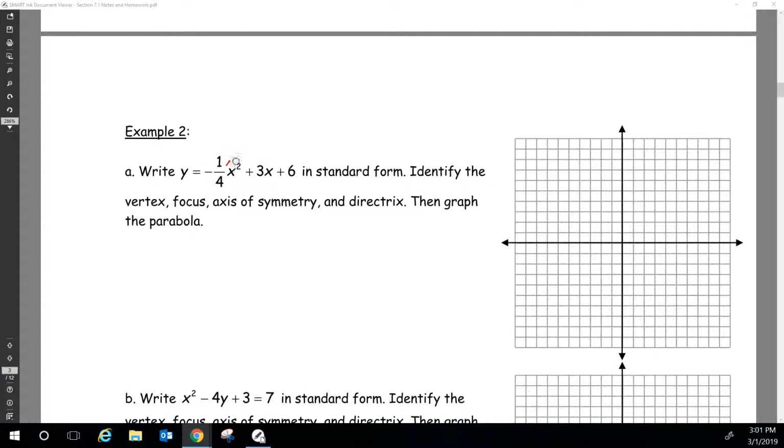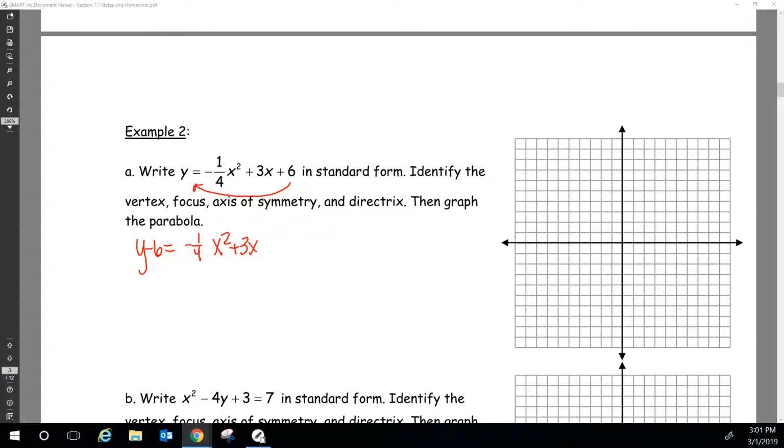And so I'm going to put anything that is an x on one side, and I'm going to move the 6 to the other side so that I can complete the square on the right-hand side. So that means I've got y minus 6 is equal to negative 1/4 (x squared plus 3x). Let me put parentheses around that.